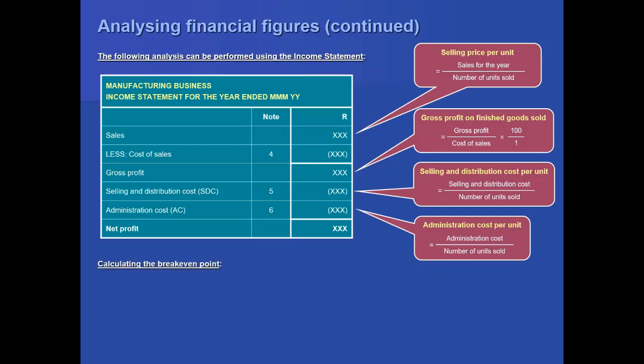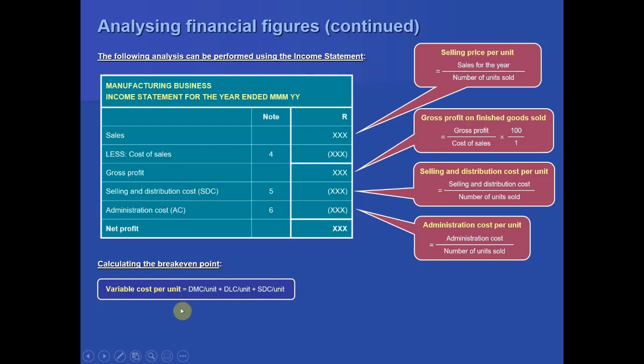Then, in order to determine the break-even point per unit, we are going to use here a slightly different approach than we have done previously. We can calculate the variable cost per unit by taking from our production cost statement the direct material cost per unit, adding the direct labor cost per unit, and adding the sales and distribution costs per unit.